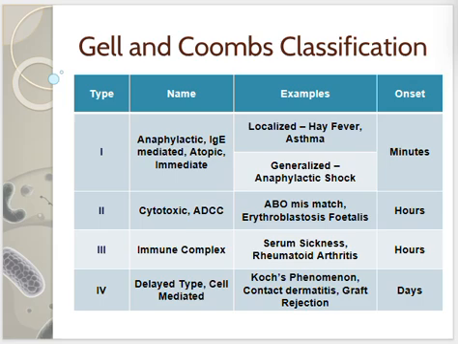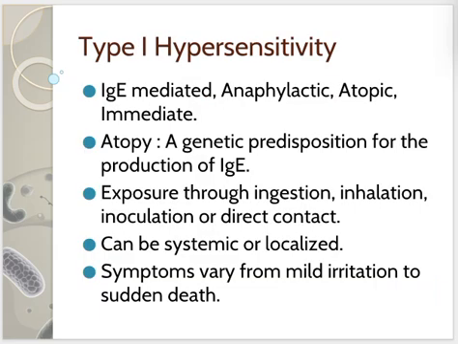Let's focus on type 1 hypersensitivity. This is the classic allergic reaction that happens quickly after exposure. It's driven by IgE antibodies, and some people have a genetic tendency called atopy to produce more IgE. The allergen can enter the body in many ways: breathing it in, eating it, or through the skin. The reaction can be localized, like in hay fever, or systemic, which can be life-threatening. Symptoms vary widely, so recognizing this type is crucial for timely treatment.